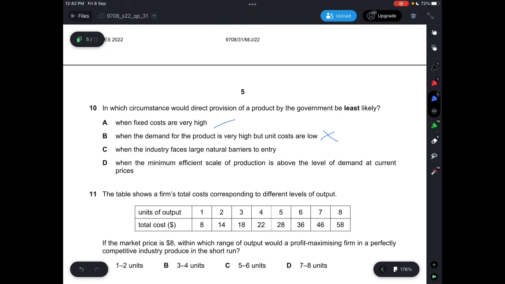It's not really that likely, because if the demand for the product is very high, that means people are buying it. Normally when there's direct provision of goods and services, that means that there's market failure. And C, when the industry faces large natural barriers to entry, which is possible for direct provision. And D, when the minimum efficient scale of production is above the level of demand at current prices, which is why there will be a direct provision of a product. So the best answer would be B, when the demand for a product is very high but unit costs are low.